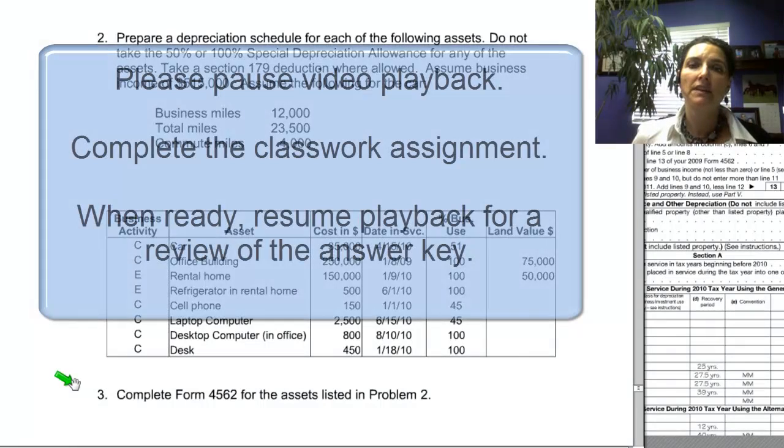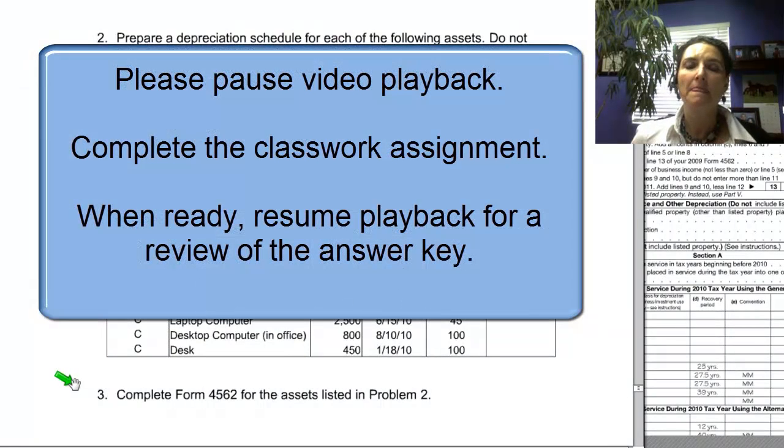So at this point, please push pause on video playback, prepare a depreciation schedule and Form 4562 for the assets shown, and then resume video playback for a review of how to accurately complete a depreciation schedule and Forms 4562. Thank you, and I'll see you in a few minutes.